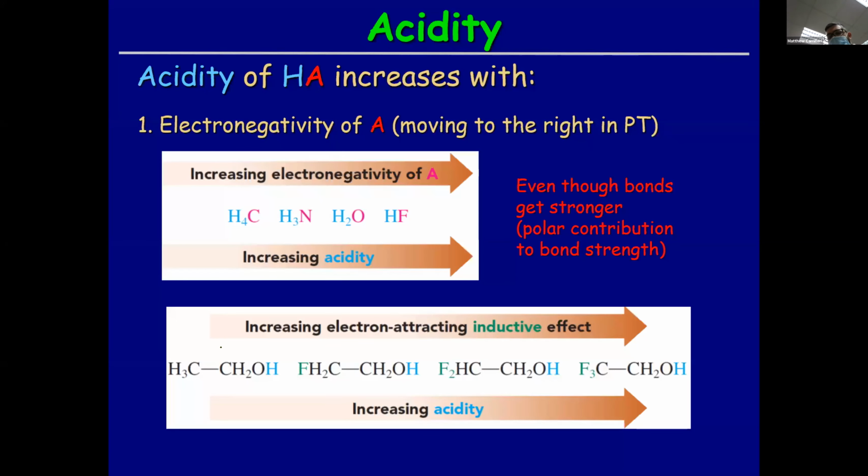Same will be here. If you increase the electron attracting inductive effect, so you add fluorines or chlorines, you increase the acidity. But these are the things you know from A level. But how will this interest you later on when we are doing alkanes and when you are doing alkenes or alkynes or halogenalkanes or ketones? They all have their acidities, okay?